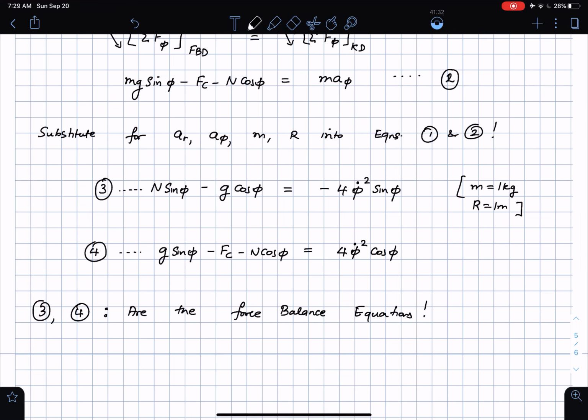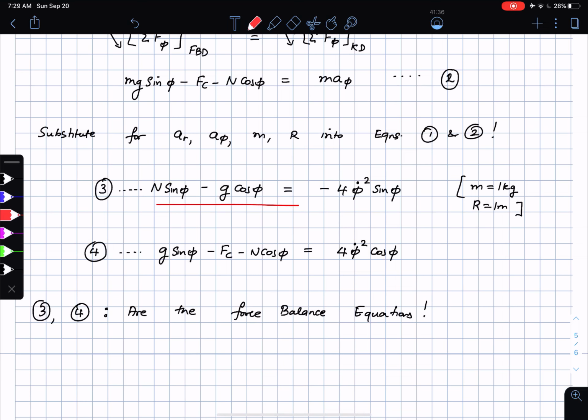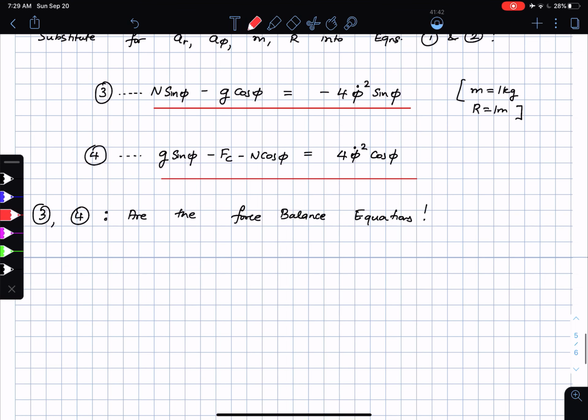Alright, so we're almost there. I'm just going to underline these. This is one crucial equation, and this is the other crucial equation. Then I go to the next part of the problem. These are the force balance equations, of course, which I have underlined here.